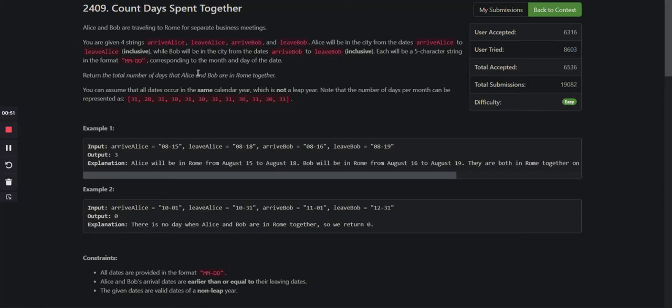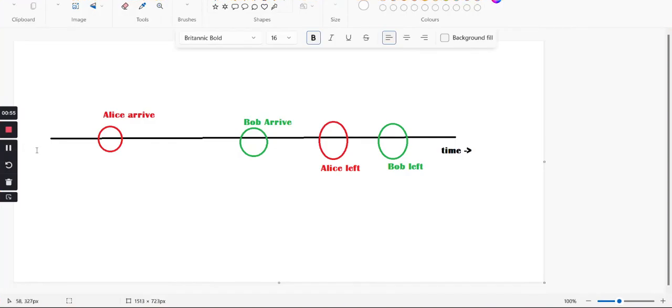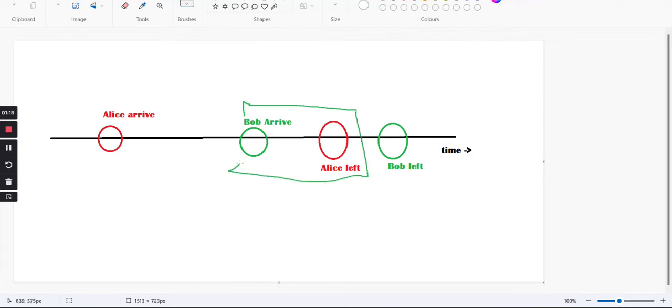The general intuition to solve this problem is to plot these on a timeline. Suppose Alice arrives first, then Bob arrives, then Alice leaves, and then Bob leaves. What we can do is consider the part from the one who arrives late to the one who leaves early. This will be the number of days which we need.